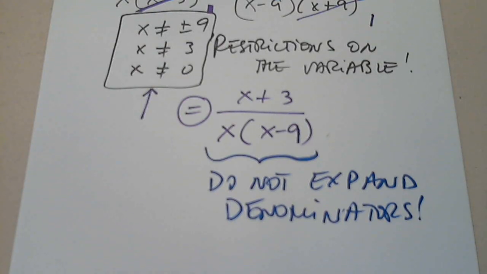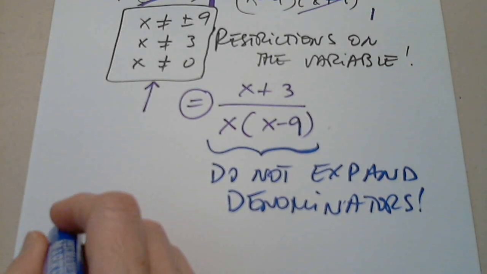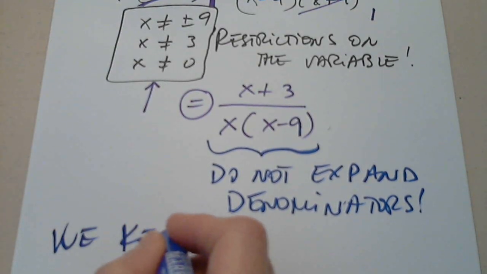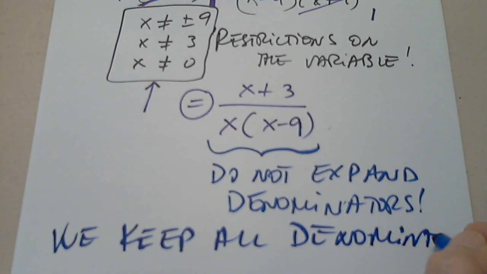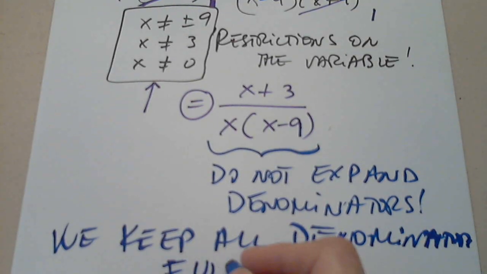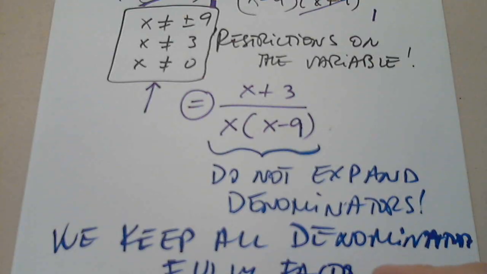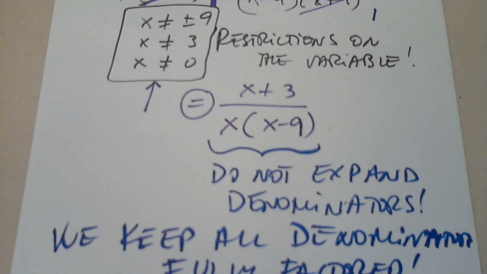Is it a mistake? No. If you say the denominator is x squared minus 9x, it's not a mistake at all. But we want all denominators to be fully factored. We keep all denominators fully factored. Good.